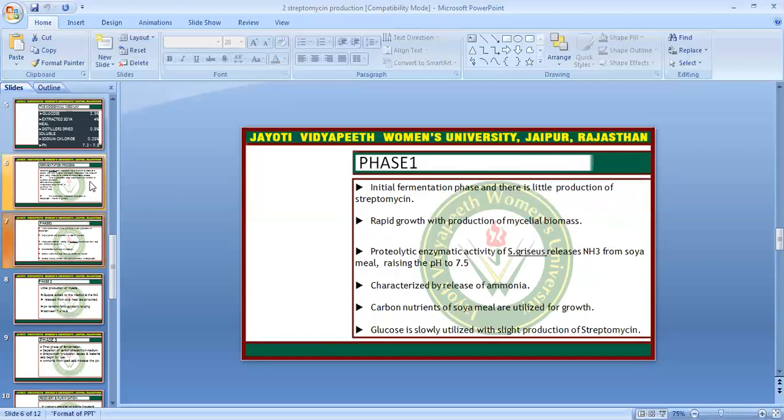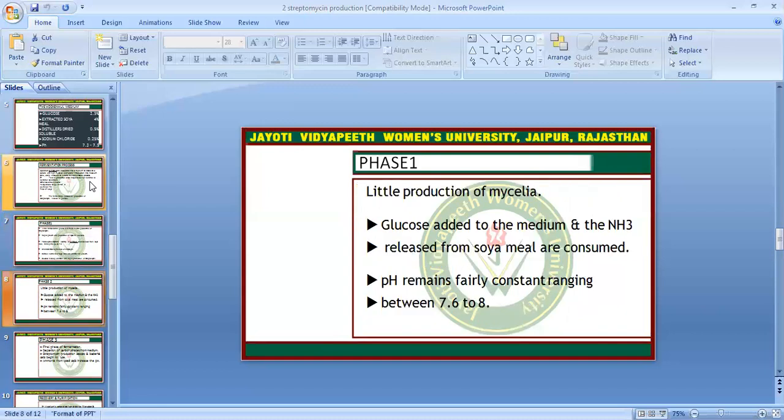Phase 1, the initial fermentation phase, has little production of streptomycin. Then there is rapid growth. Then we see proteolytic enzymatic activity, where the pH rises up to 7.5, characterized by the release of ammonia. Then there is utilization of the soybean meal for growth. Glucose is slowly utilized in the streptomycin phase.